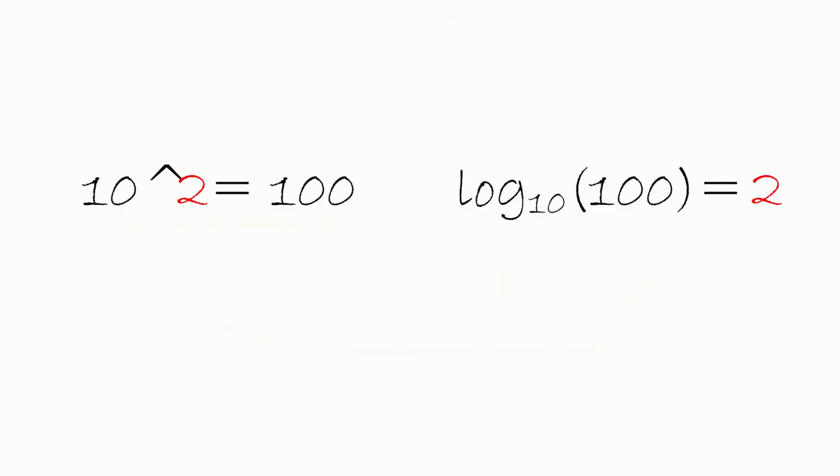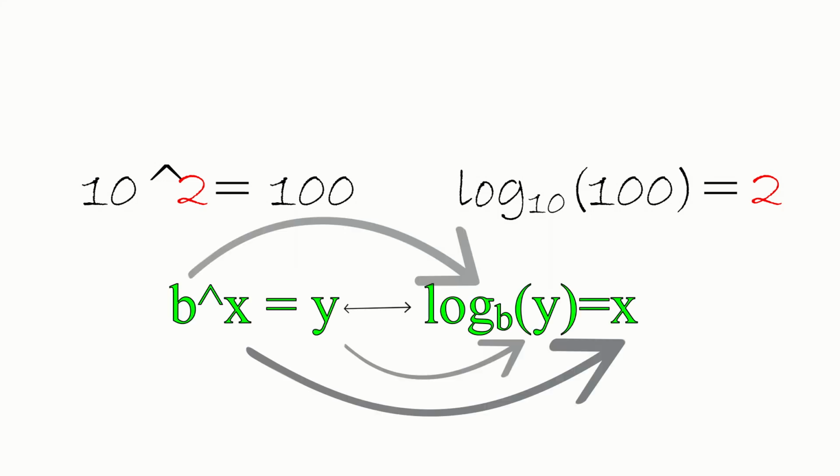For example, if we look at 10 squared equals 100, and we refer back to the previous method of changing the equation into a logarithmic form, we can see that log base 10 of 100 equals 2, meaning that 10 needs to be raised to the power of 2 to equal 100.